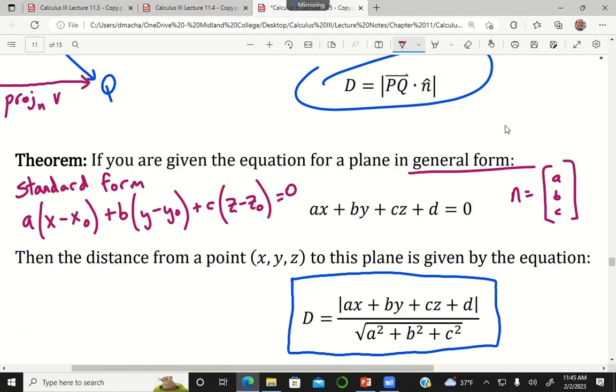It's just the entries of any old normal vector. X naught, y naught, z naught is just the coordinates of any old point in the plane. So if you wanted to go from standard form to general form, what you're doing is distributing the a, b, and c, and then collecting all of the constants in this d, right? So what is that lowercase d? That would be minus (a x naught plus b y naught plus c z naught).